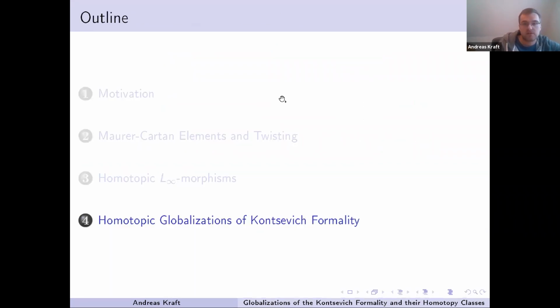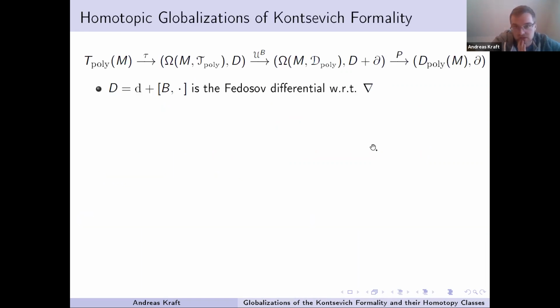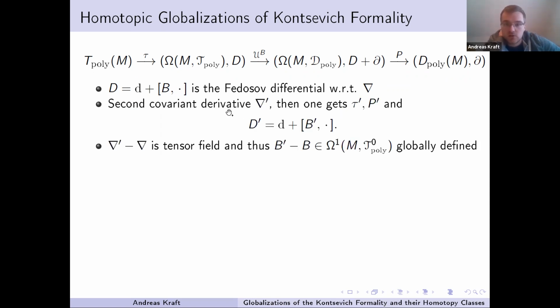And yeah, let's use this now for the globalization of the Kontsevich formality. So remember, we had the globalization worked like this. We had Taylor expansion, fiberwise twisted formality, and then projecting downstairs with this Fedosov differential. And well, we take now some second covariant derivative, then we get some tau prime, some p prime, and also a prime p prime here, which is Theram plus b prime.